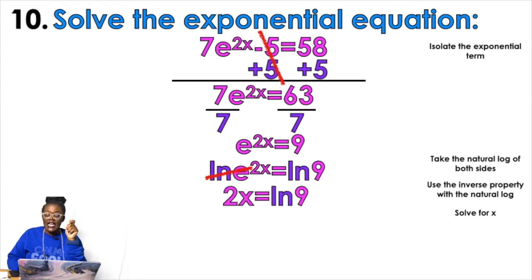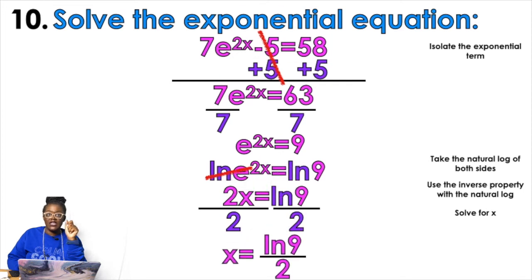2x = ln 9. We're going to go ahead and divide by 2 on both sides. x = ln 9 divided by 2. x equals approximately 1.10. So, exact answer and approximate answer.